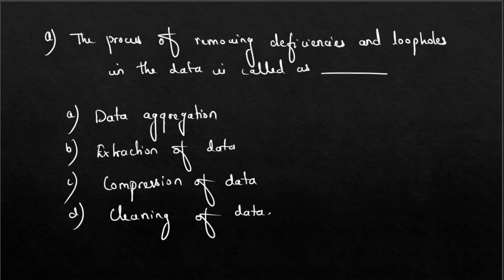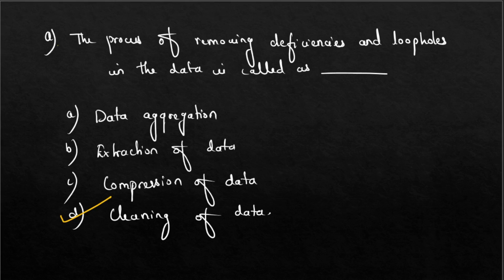So which is correct, everyone? Now let's discuss the options. First, let's talk about data cleaning. Data cleaning is the process of preparing data for analysis by removing or modifying data that is incorrect, incomplete, irrelevant, or duplicated. This data usually does not help when analyzing, because it may hinder the process or provide inaccurate results. So the process of removing deficiencies and loopholes in the data is cleaning of data, which is also called data cleaning.